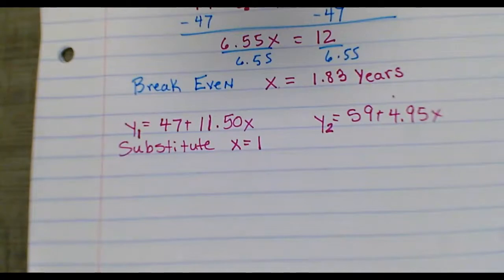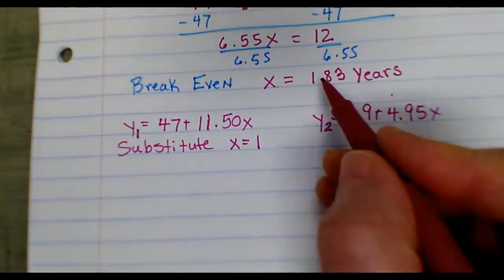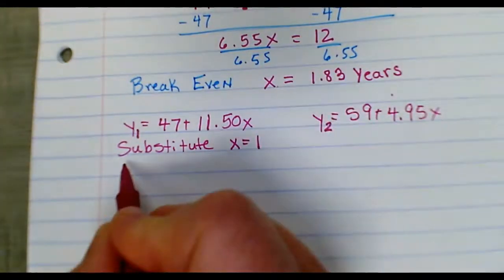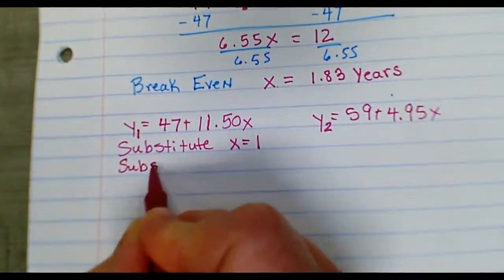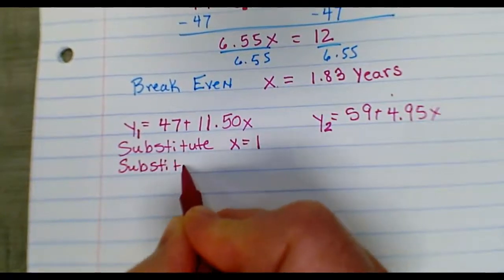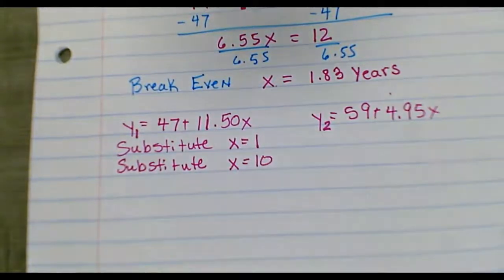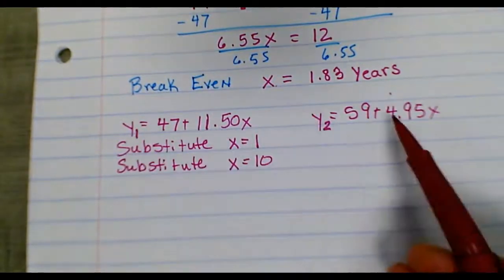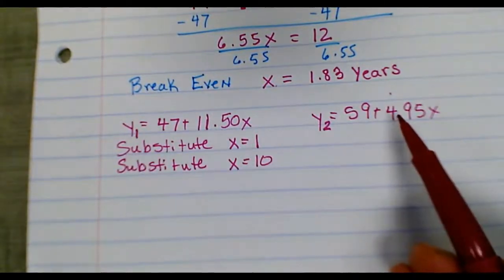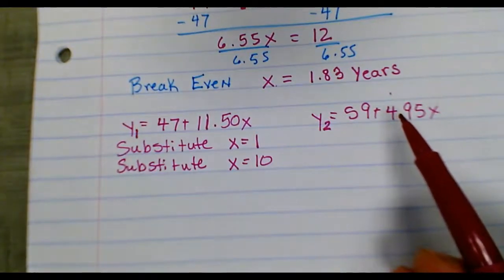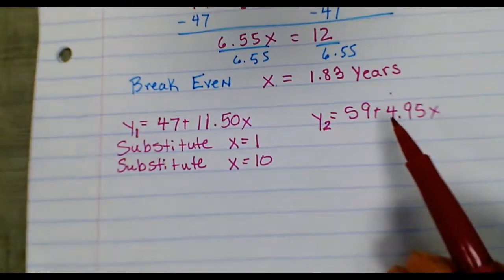And then it asks you another thing. It asks you which would be the better long term. So we need a number bigger than that. And so let's not use 2. Let's use a number that's significantly bigger. Then you are going to substitute 10 into both of these equations and see which one is less expensive. Because when given a choice, wouldn't we rather spend less money than more money?